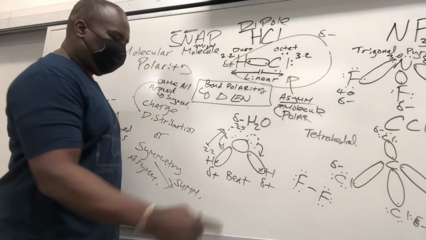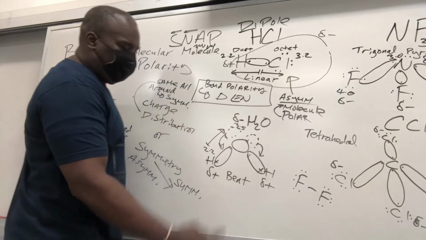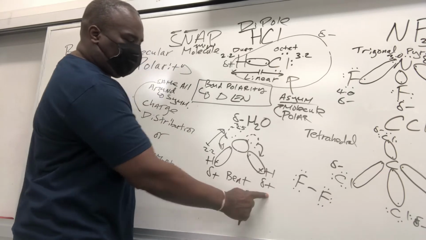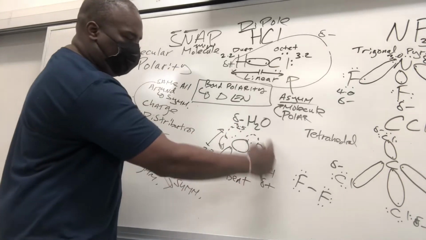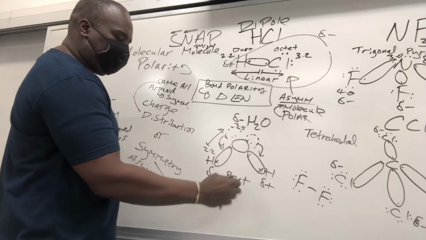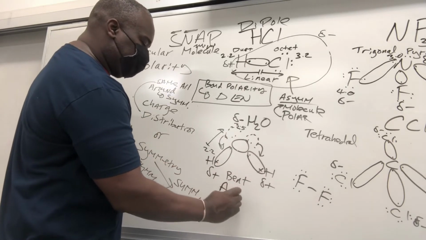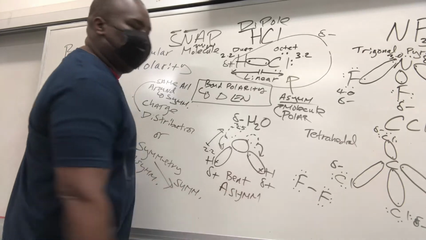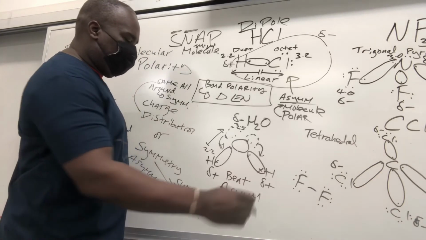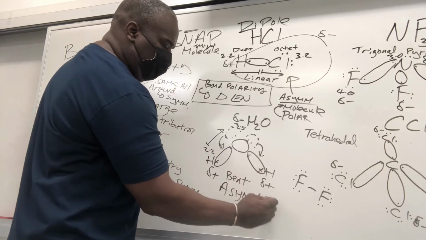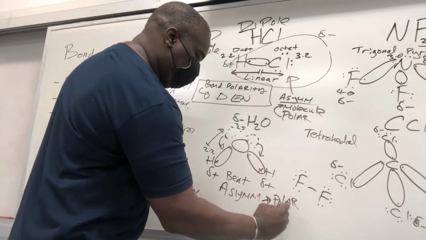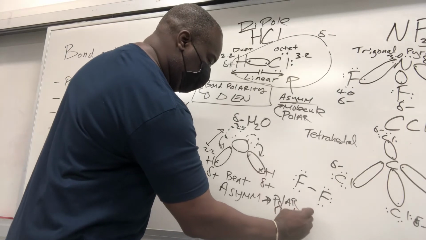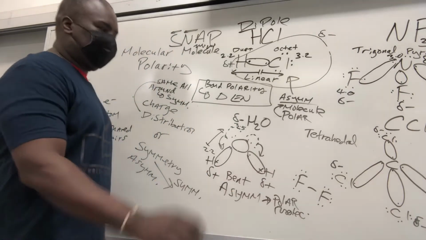Water, charge distribution. One side of it is positive, the other side is negative. It doesn't have the same charge distribution all around. This is an asymmetrical molecule. If you're asymmetrical, you are going to be a polar molecule. Done.